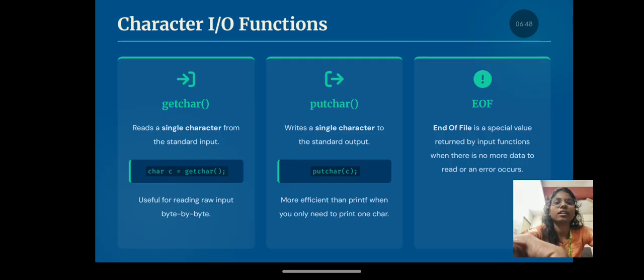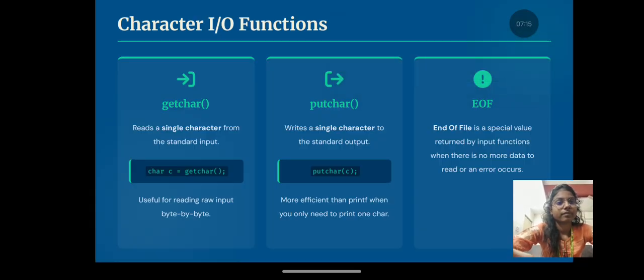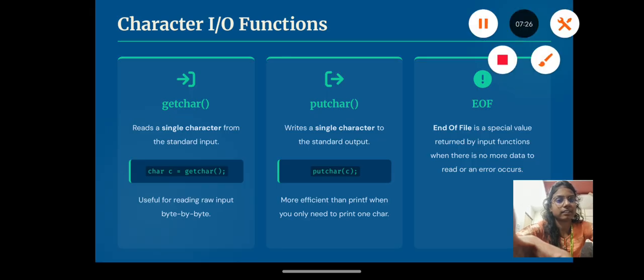Character input or output functions. Getchar reads a single character from the standard input. Character c equals getchar, useful for reading raw input byte by byte. Putchar writes a single character to the standard output. More efficient than printf when you only need to print one character. EOF, end of file, is a special value returned by input functions when there is no more data to read or an error occurs.